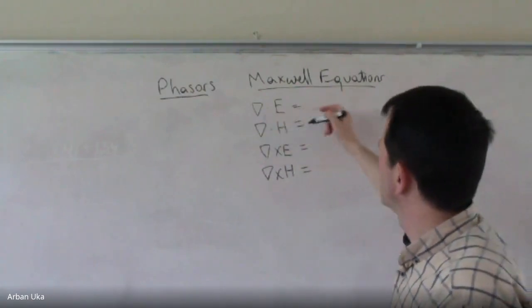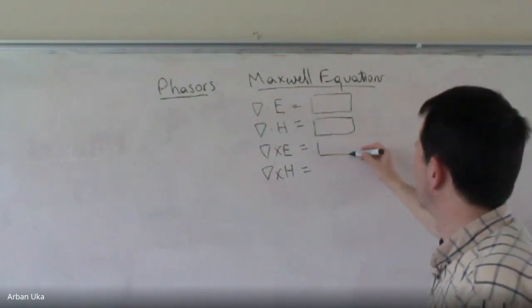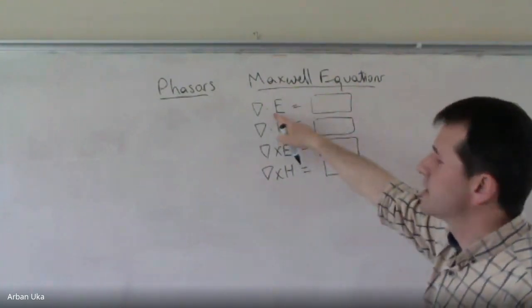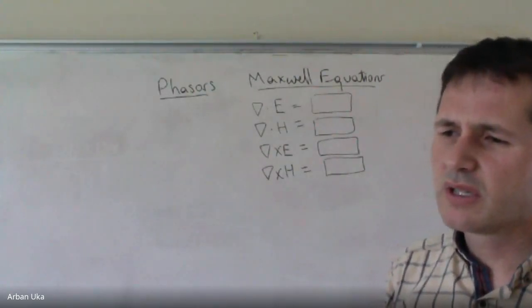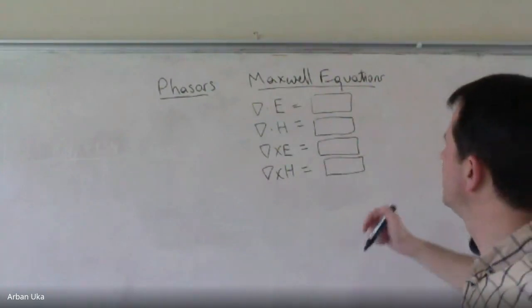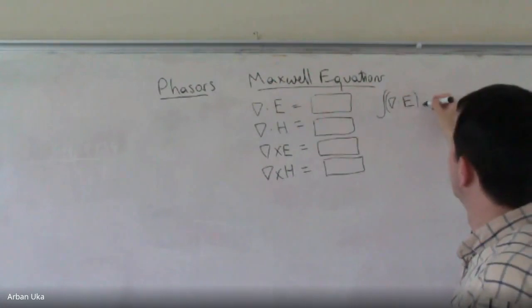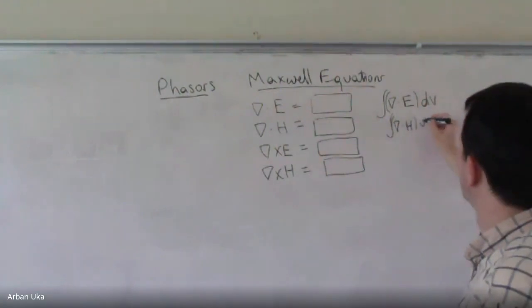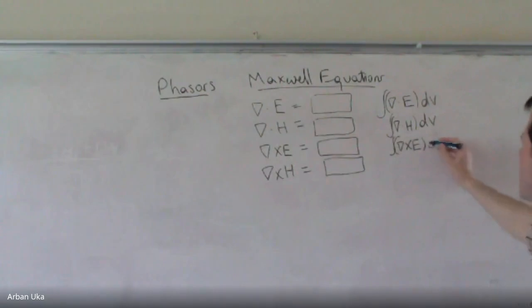since this is a divergence, we have to integrate first. So this is equal to something, this is equal to something else, and so on. Now we apply the divergence theorem to the first expression. The divergence theorem is integrating over volume, dV. So here we have the divergence of E over a certain volume. This is the divergence of H over a certain volume. And here we have the curl of E integrated over a surface.